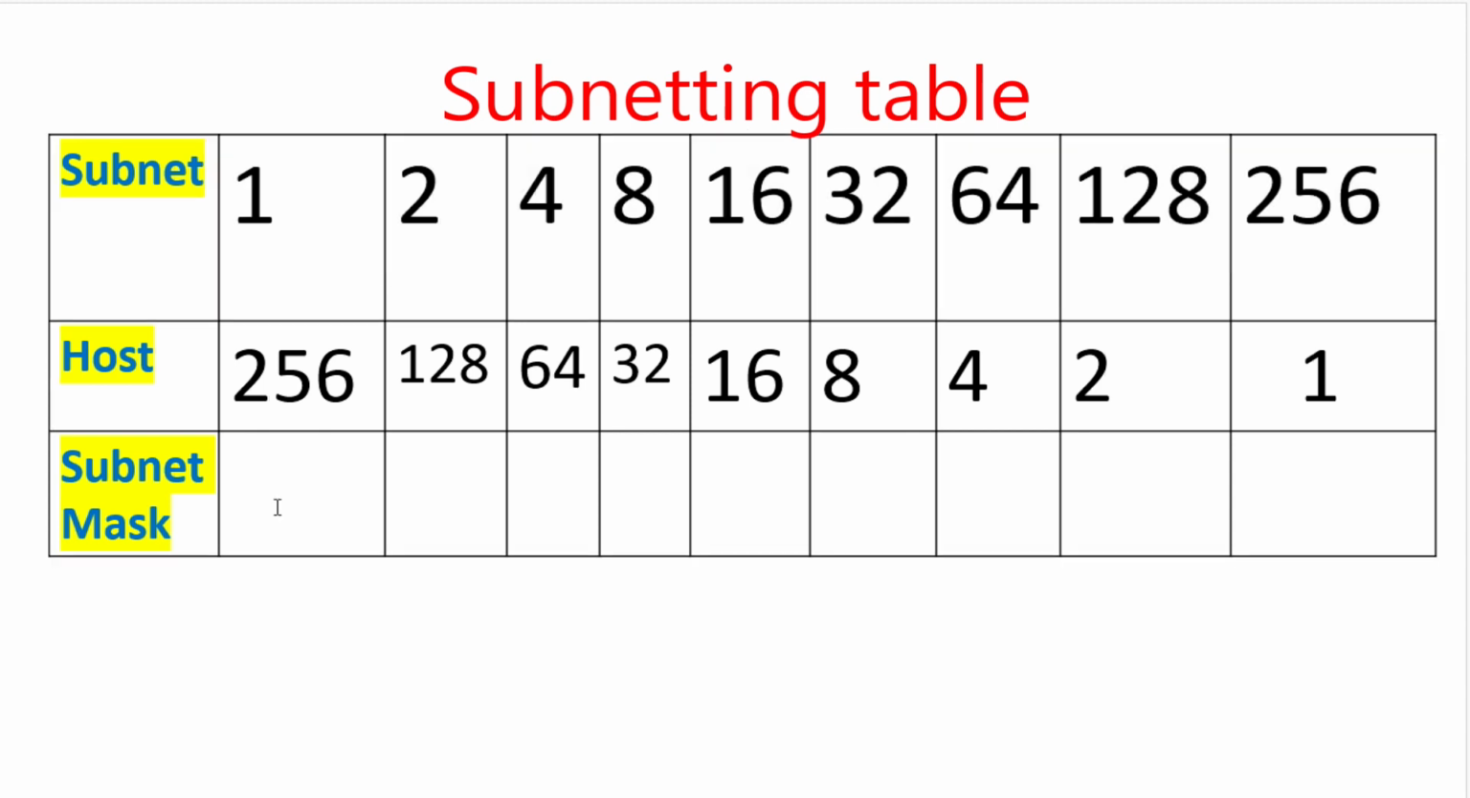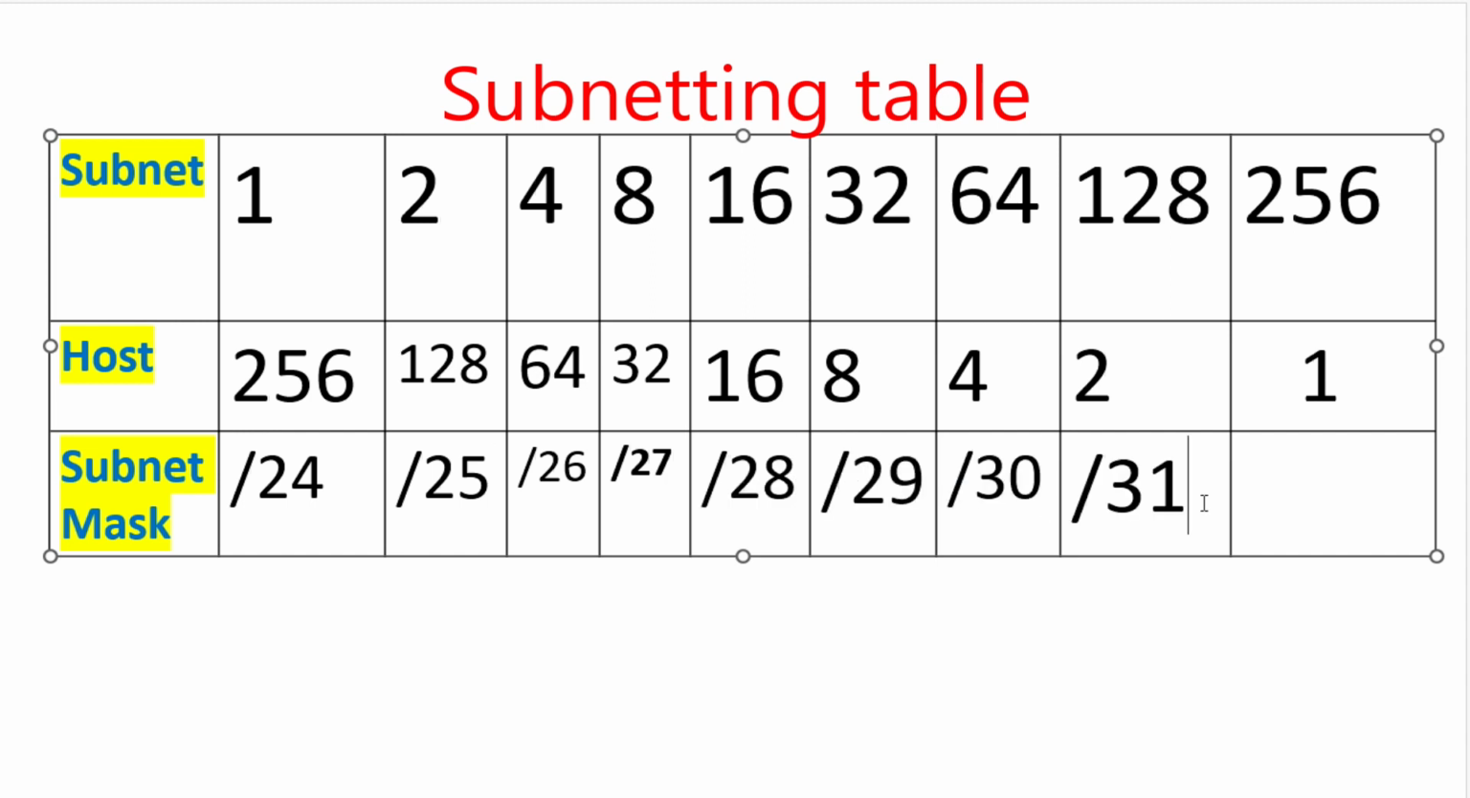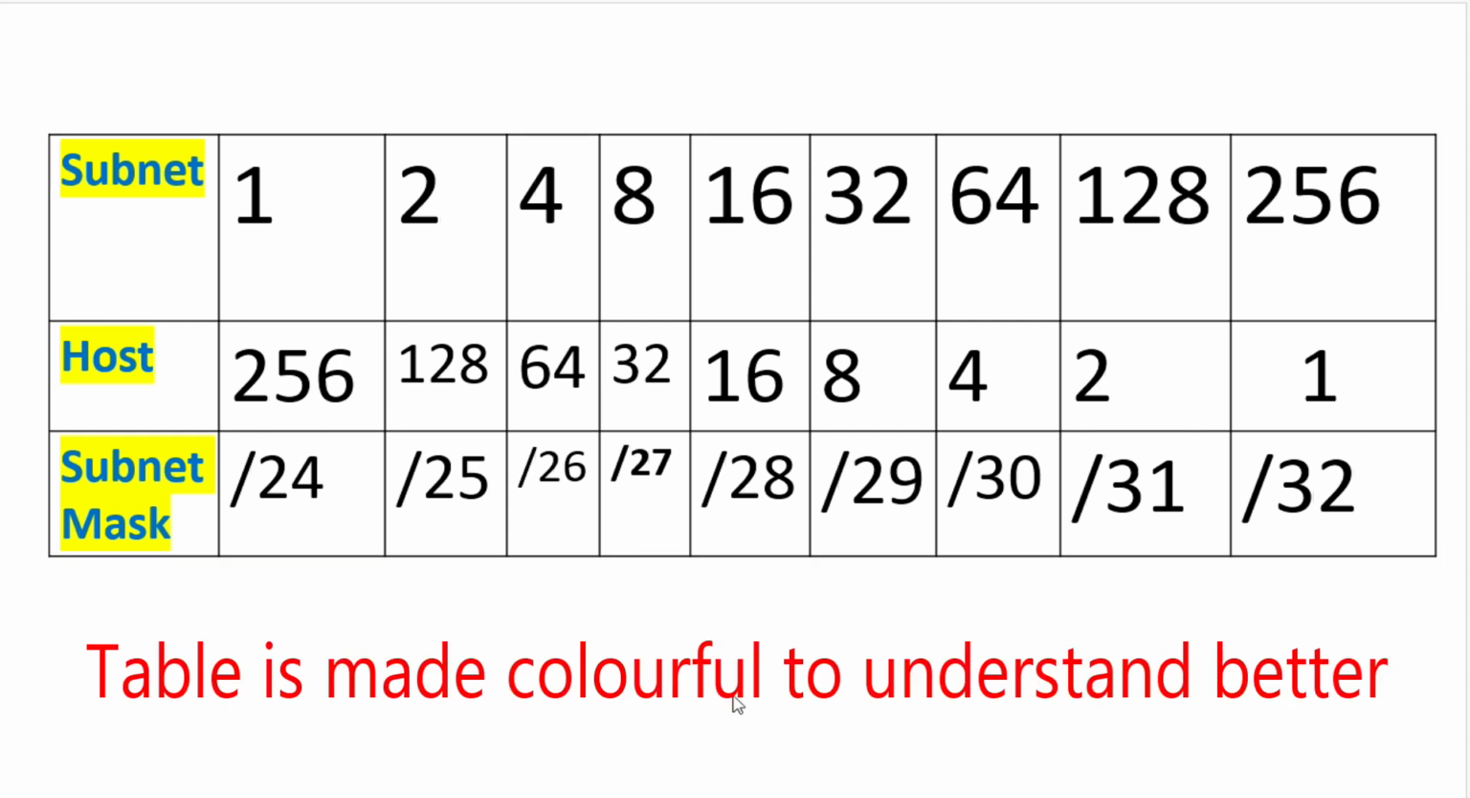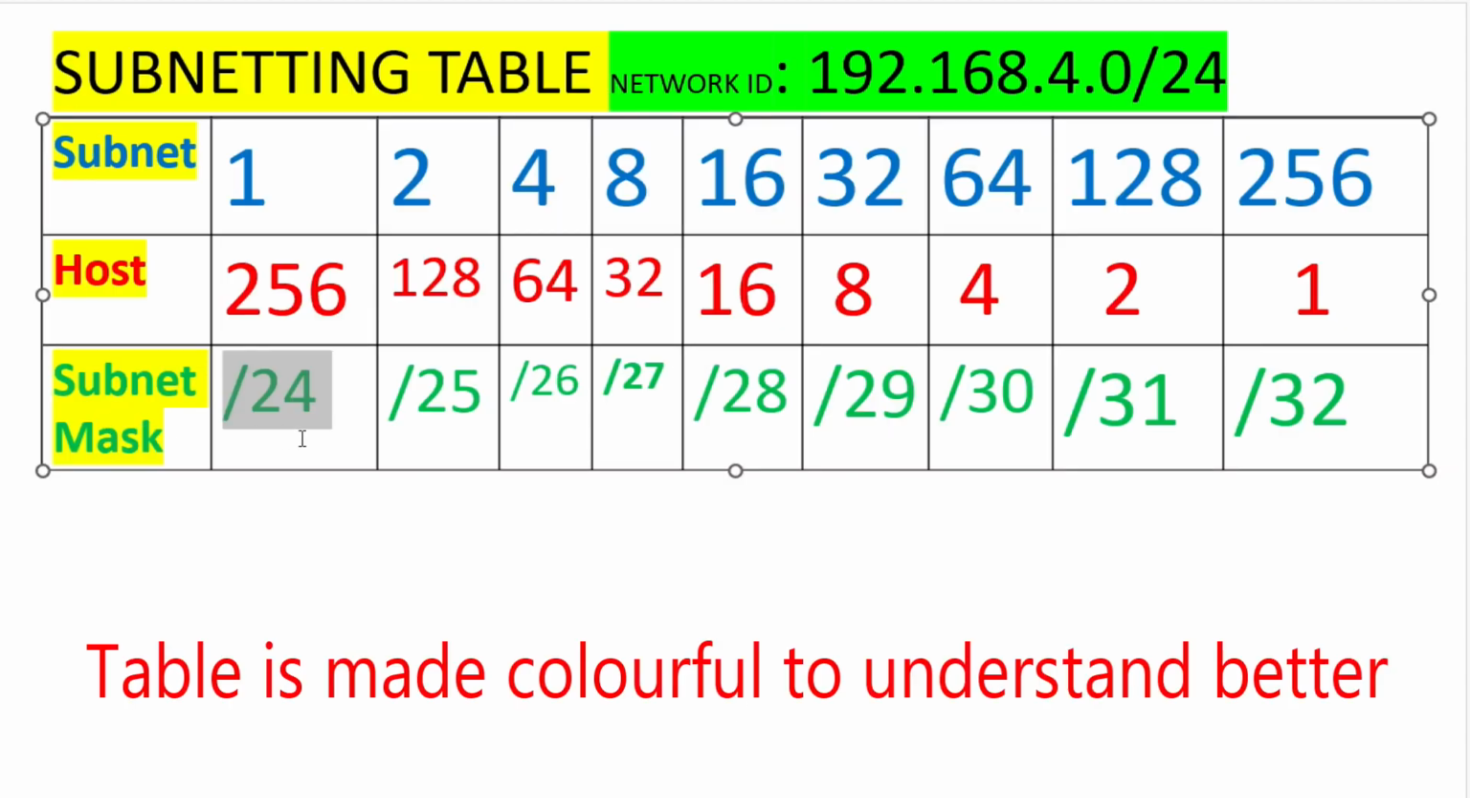The third row is subnet mask. We use shorthand format starting with /24, /25, /26, /27, /28, /29, /30, /31, and /32. Well, we are done with the table. So subnet mask /24 is taken from the question's original network ID.